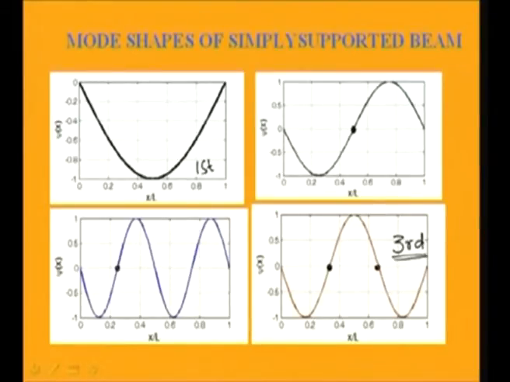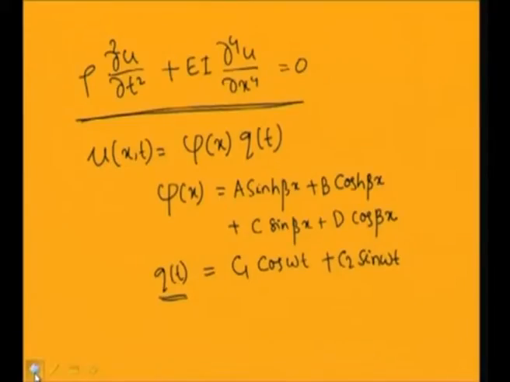In case of the fourth mode, you can find there are three nodes. In the first mode, there is no node present. This is the fundamental case, the first or fundamental frequency. The expression for the fundamental frequency also we have found.